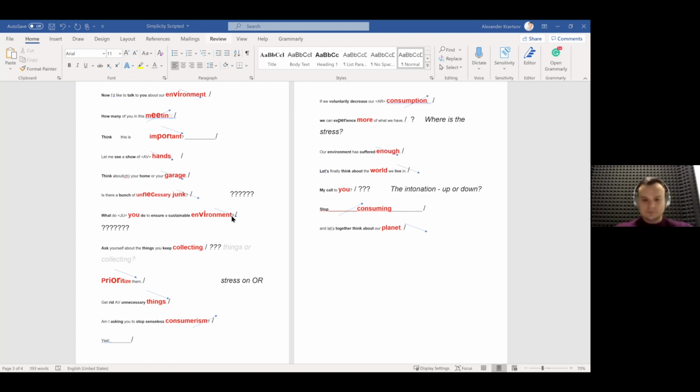So now here's the thing. What you're working on here is a technique called scripting. It's one thing for you to say, I'm going to bold all of the information words because I want to know what they are. That's great. Ask yourself about the things you keep collecting. No problem. Read that for me.